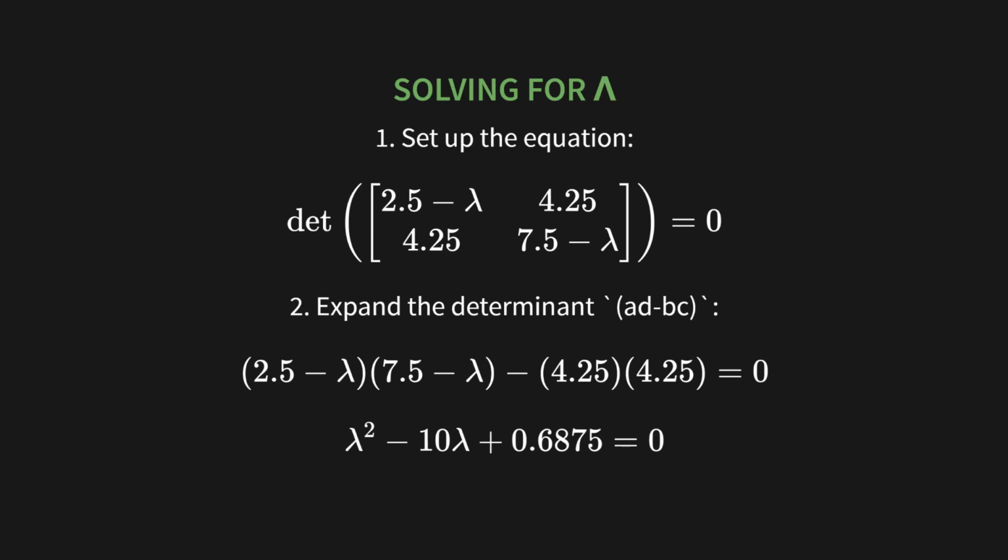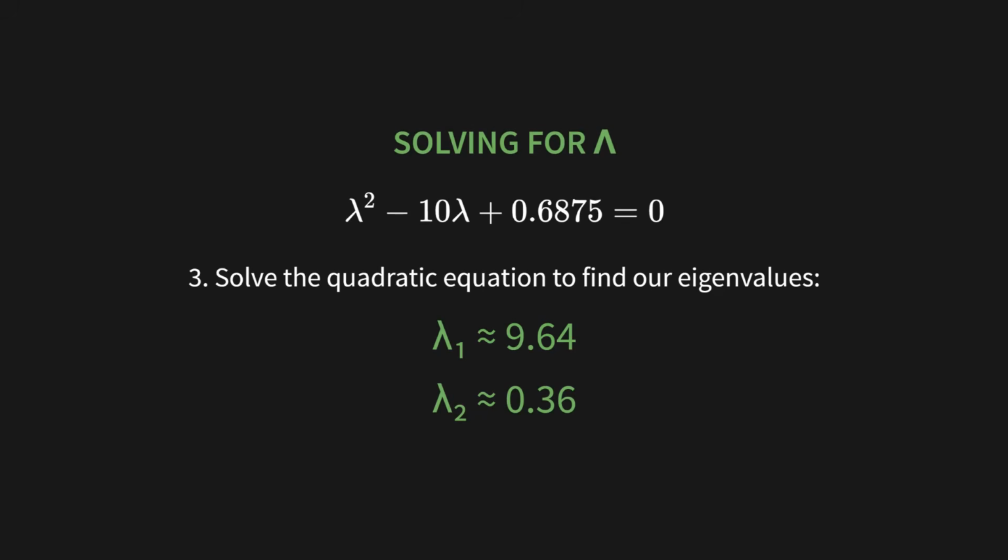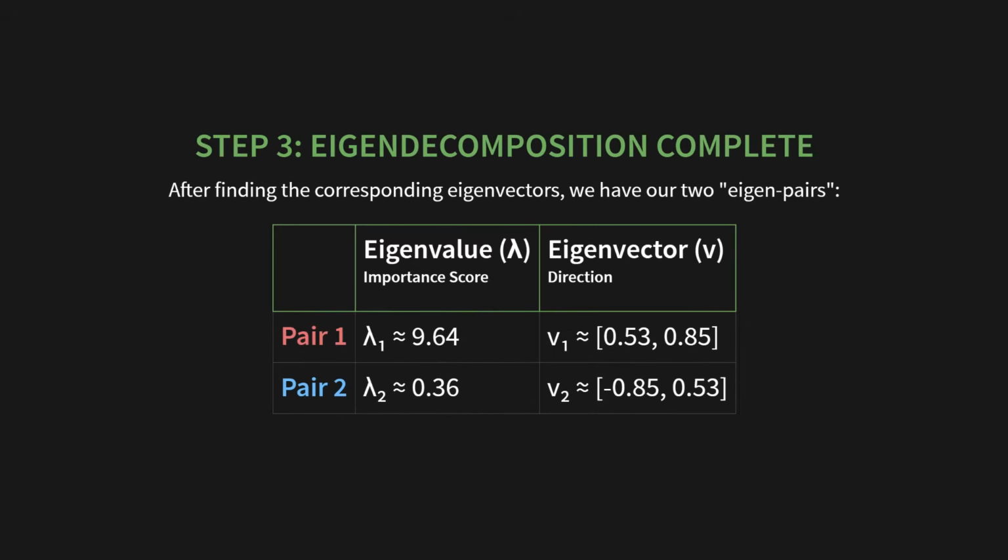When you multiply that all out, you get a simple quadratic equation. Lambda squared minus 10 lambda plus 0.6875 equals 0. And now we just solve that quadratic equation to find our eigenvalues. The two solutions are lambda 1 is approximately 9.64 and lambda 2 is approximately 0.36. We found them. So step 3, eigendecomposition, is complete.